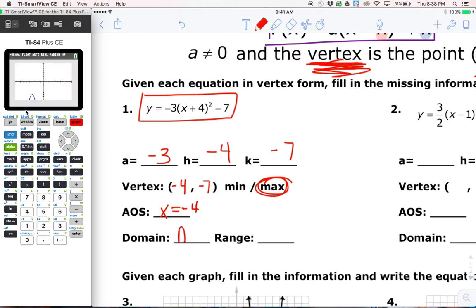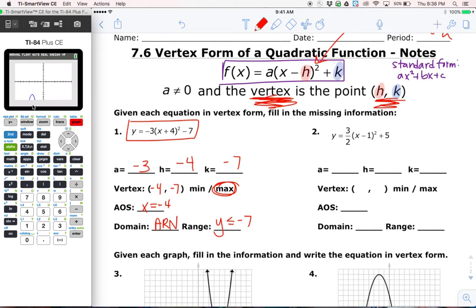My domain is all real numbers, because this is not a specific situation, right? My domain is just going left and right forever. My range looks like it starts here at -7 and goes down. So I'm going to say all the y's are less than or equal to -7. All right, let's do another example.